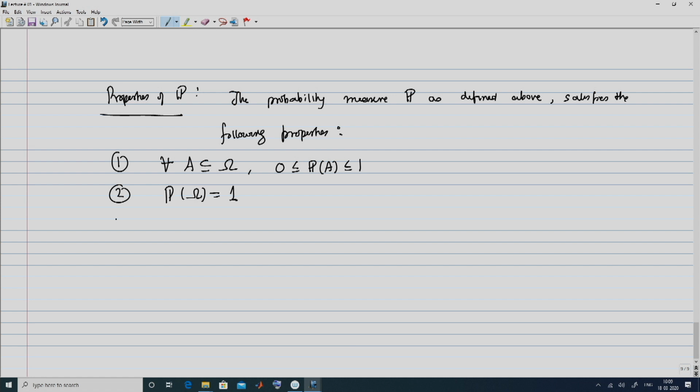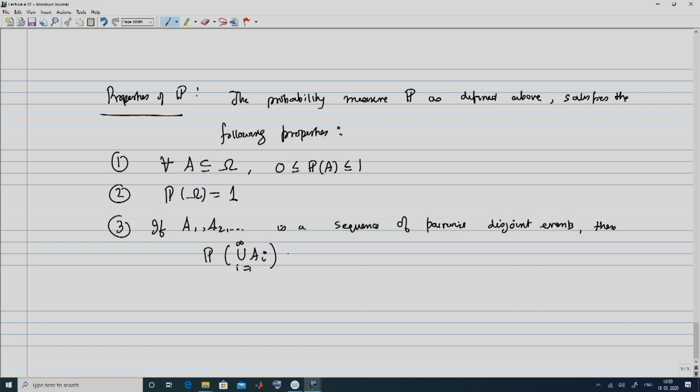P of omega is equal to 1. These two properties are the same as before. However, in the last case, since now we can have an infinite set, if A1, A2 and so on is a sequence of pairwise disjoint events, then the probability of the union for i equal to 1 to infinity, which was earlier i equal to 1 to n, is going to be the summation of probabilities, i equal to 1 to infinity. So, basically a probability space is given as omega, sigma, P, where omega is a non-empty set or the sample space, sigma is a sigma algebra whose three properties have been enumerated, and the probability measure also has been enumerated in terms of its three properties.